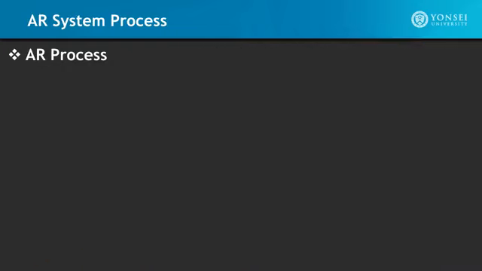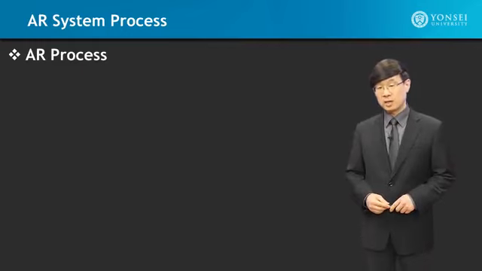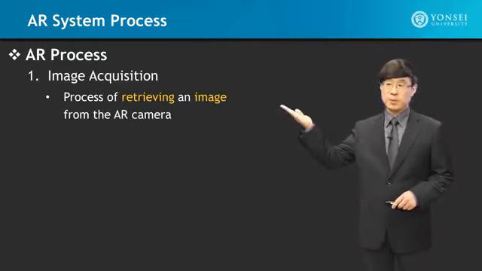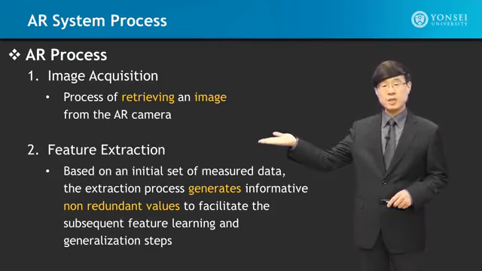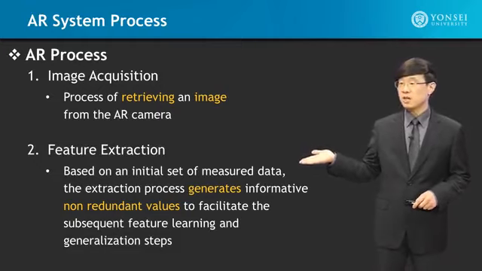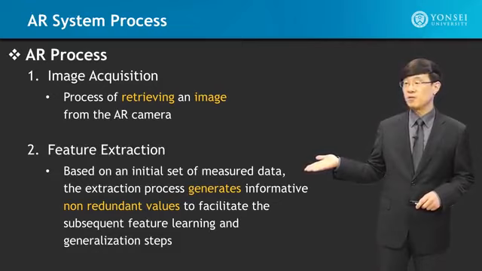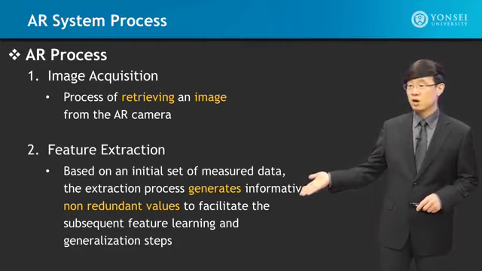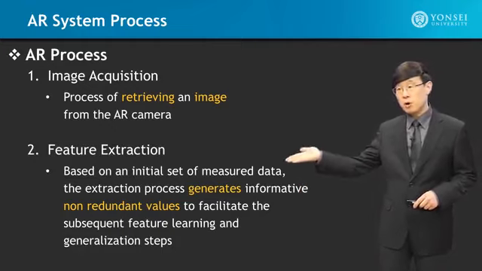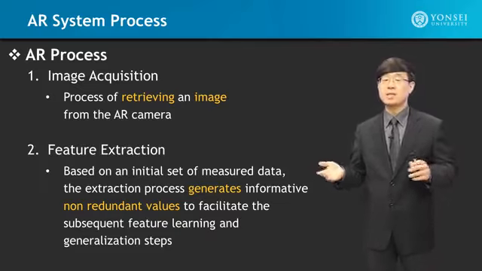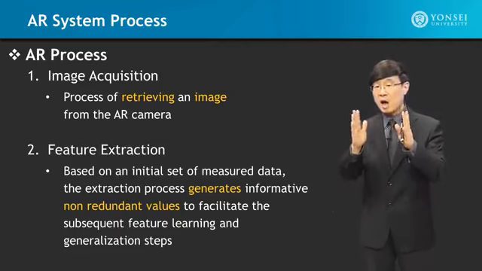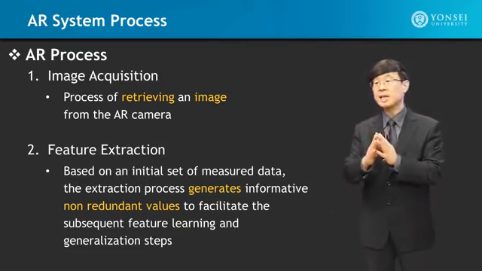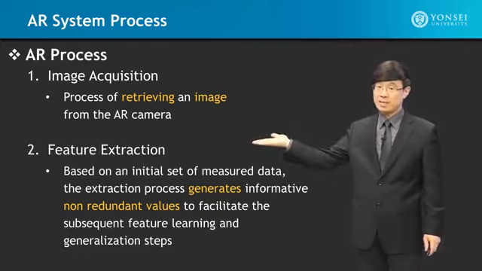The AR process, like we've just seen, starts with image acquisition. This is a process of retrieving an image from the AR camera. Step 2 is feature extraction. This is based on an initial set of measured data. The extraction process generates informative, non-redundant values to facilitate the subsequent feature learning and generalization steps. In this process, there is the interest point detection mechanism, where you're going to find all of the interest points and decide how these selected interest points combine into a certain feature that is extracted.